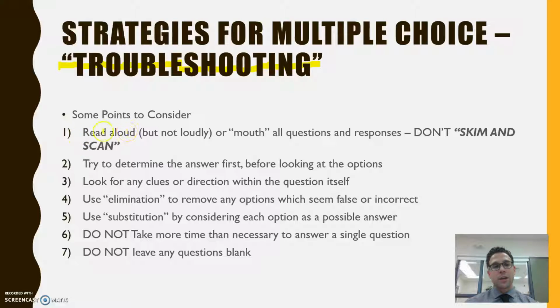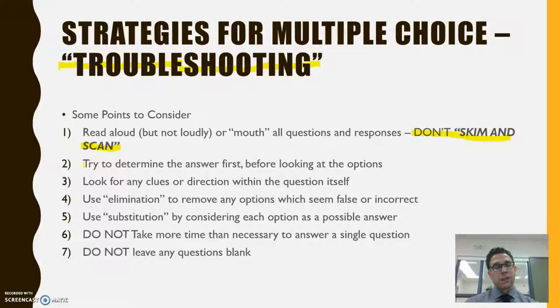The first strategy that we highlighted and put to good use last week is do not skim and scan. We know that you can't read aloud or too loudly as you're completing the multiple choice, but we want to make it the case that you're not skimming over any of the questions. You're reading them as explicitly as you can, and you're not overlooking any key details.